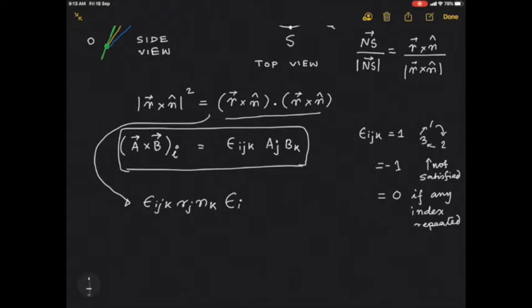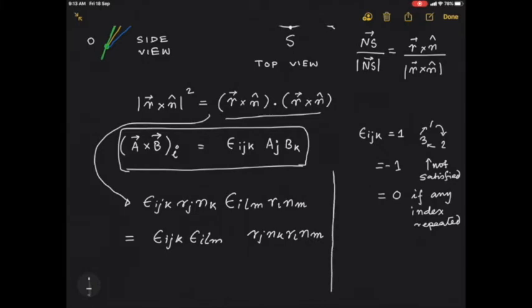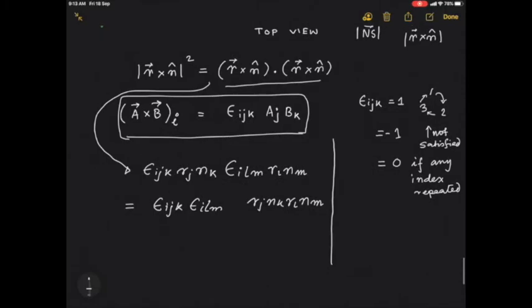When I take a dot product, obviously I multiply the ith component with the ith component, and remember that all the indices which are repeated are summed over. So this I can write as epsilon ilm rl nm. So now this is epsilon ijk epsilon ilm and then rj nk rl nm.